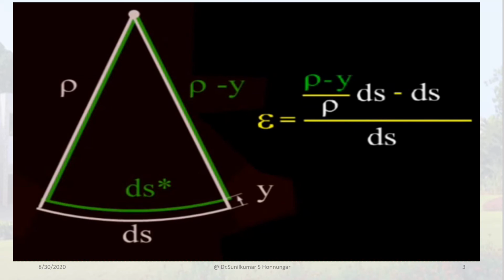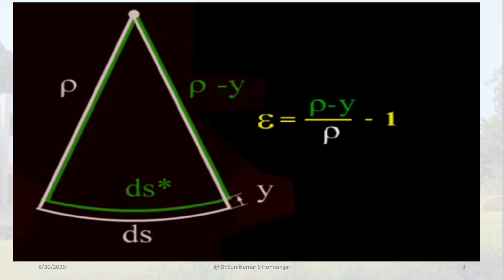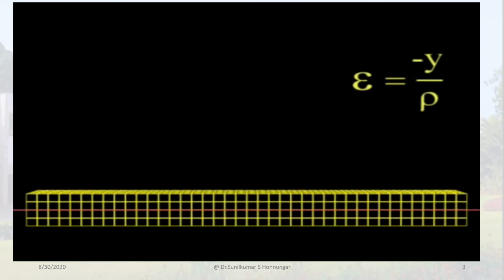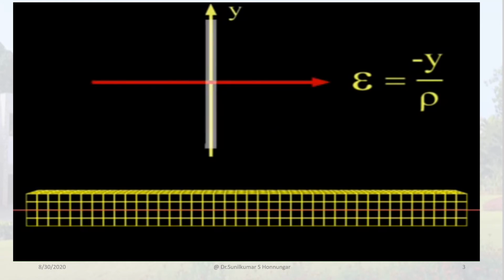Divide through by ds, simplify, expand the first term on the right side into two fractions, simplify again, cancel the two ones with each other, and we are left with epsilon equals minus y over rho. This linear relationship between epsilon and y can be illustrated graphically.